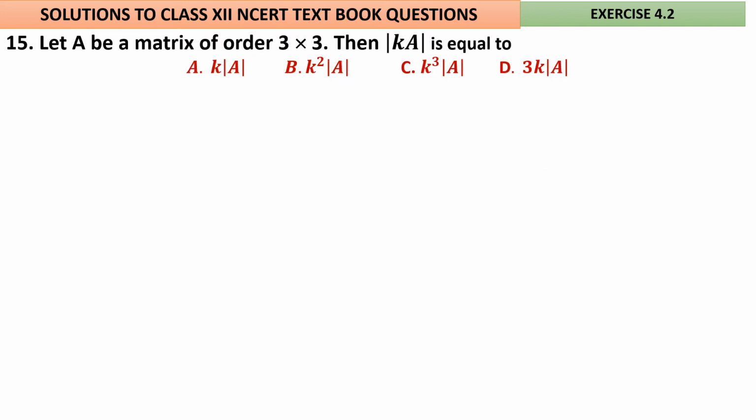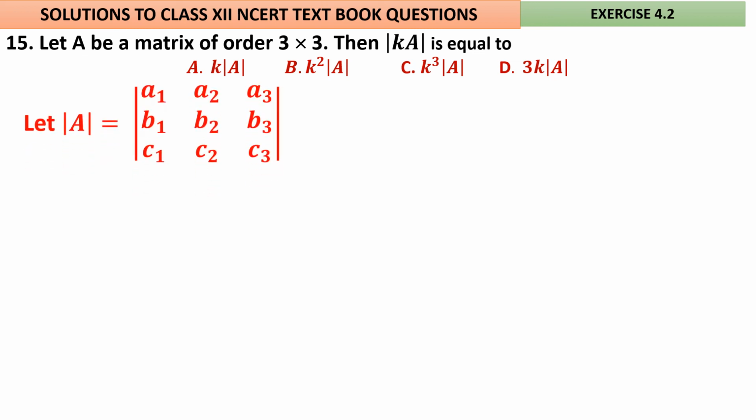Question number 15. We are given a matrix A. We have to find what is determinant of KA, whether it is K into determinant A, K square or K cube into 3K. Let's take one example now.